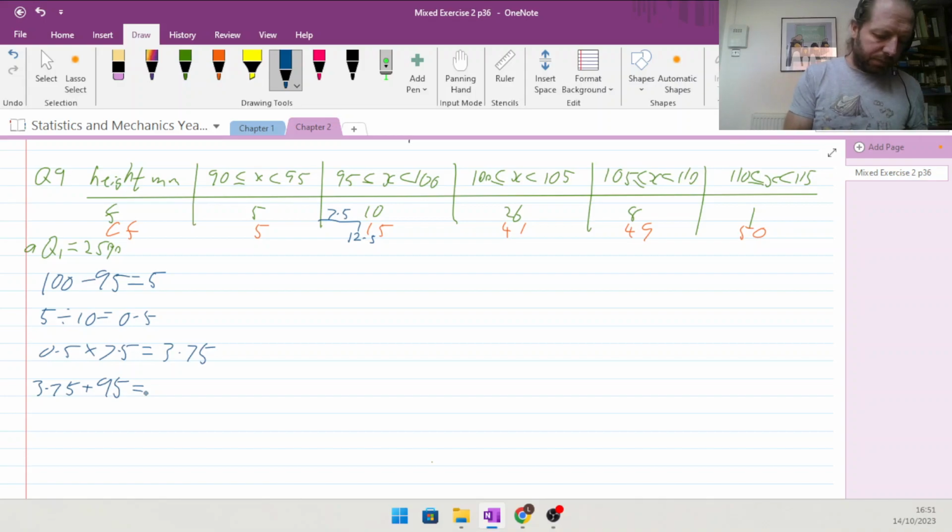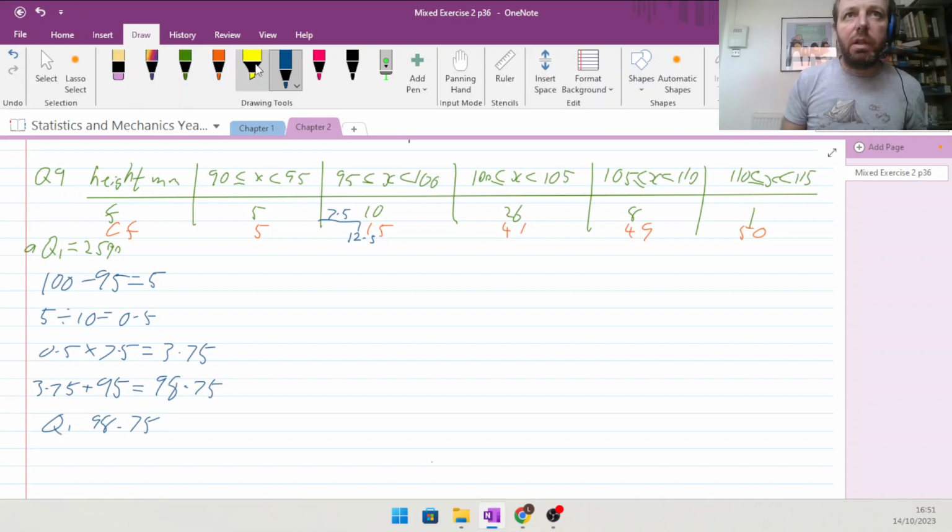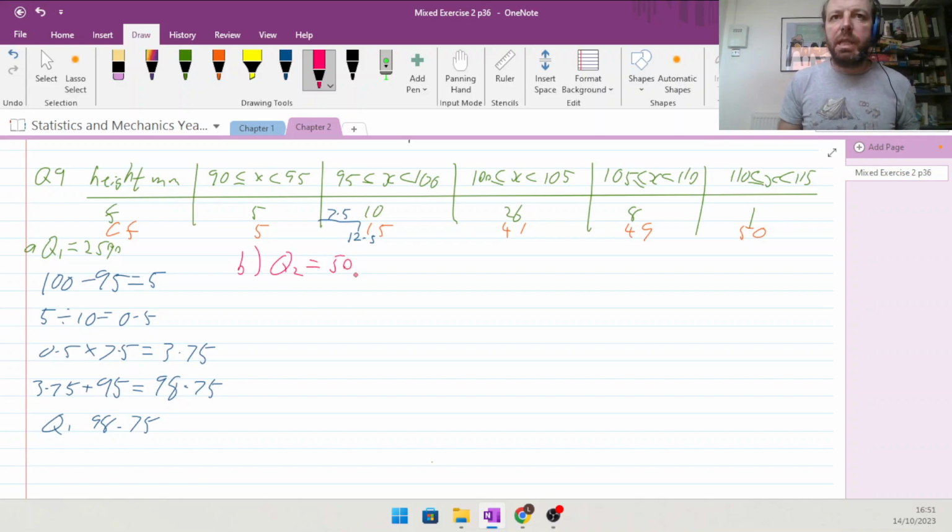95 plus 3.75 is 98.75. So Q1 is 98.75. Okay, we are also asked to find Q2 for part B. Q2 is the 50th percentile, so that's going to be the 25th person, and that is going to be somewhere in there. We've got 15 up to there, 25 up to there. So from here to here, we've got 10 people.